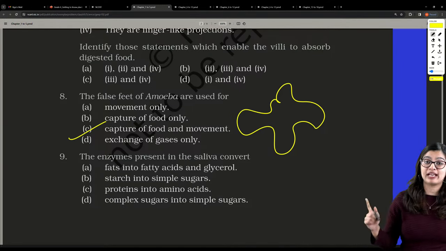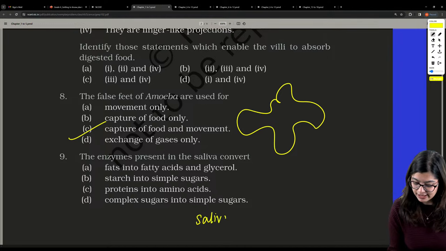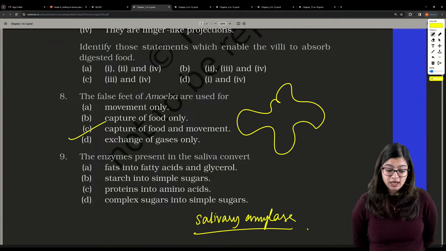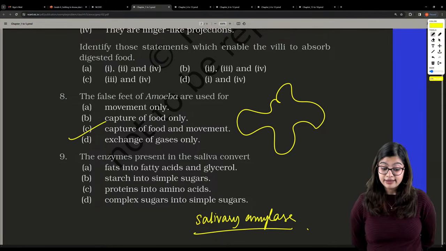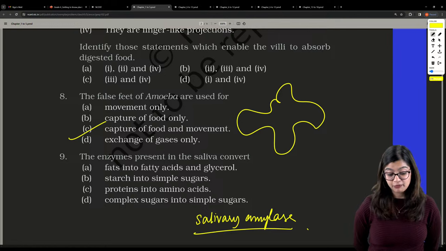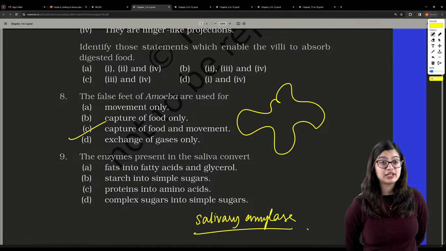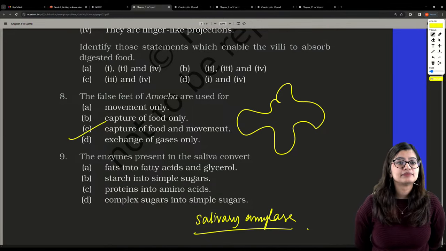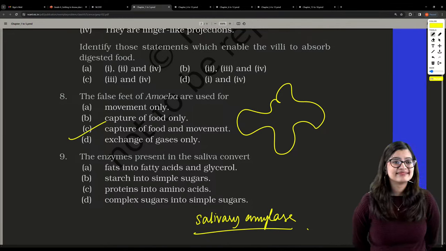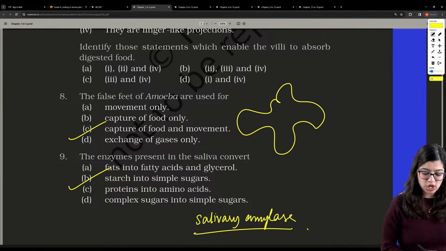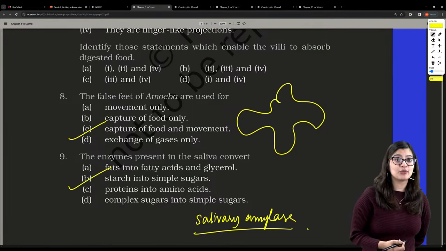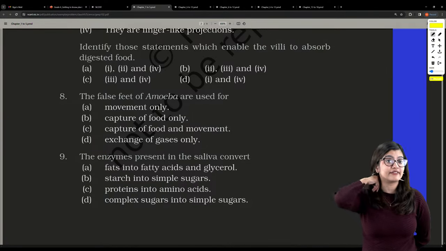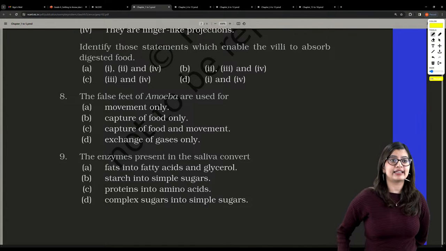Next up, enzymes present in saliva, which is our salivary amylase, right? So this is our salivary amylase. What does this help us in? Convert fat into fatty acid and glycerol, convert starch into simple sugars, convert protein into amino acid, or convert complex sugar into simple sugars. Awesome. Correct answer is option B. I just explained this to you, right? We know that starch into simple sugars is something that the salivary amylase converts, so the correct answer is option B.